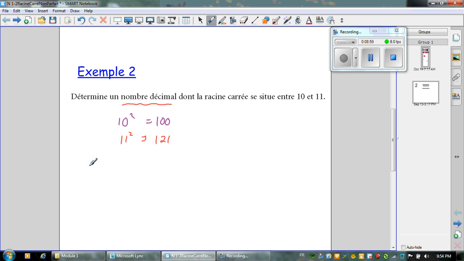So for example, any decimal number between 100 and 121 is fine. For example, 100.5 is fine. So any decimal number between those two, the square root of that would be between 10 and 11, because for any number between 100 and 121, the square root of that would be between 10 and 11.